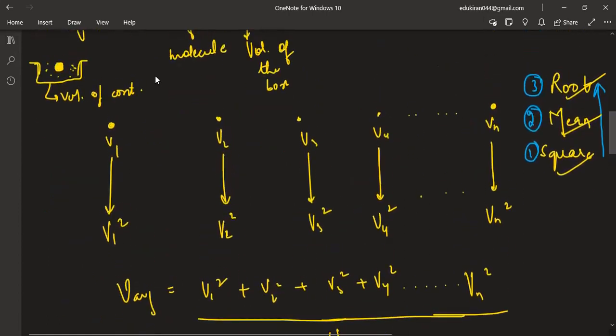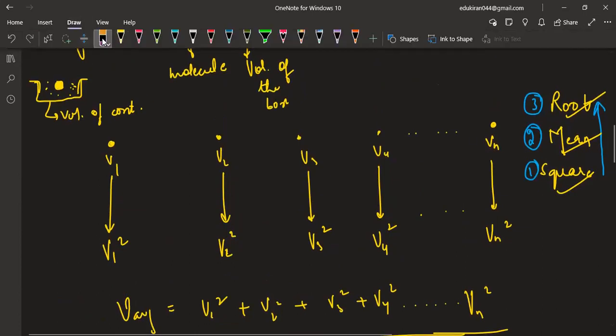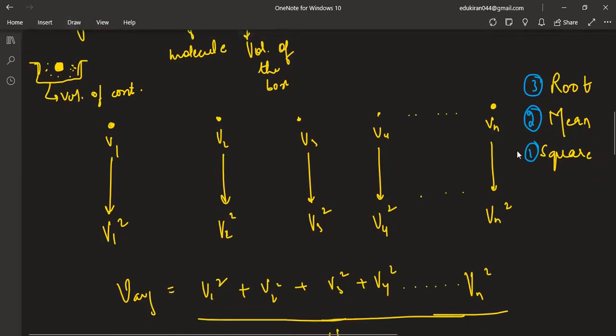Now see root mean square, you'll go the opposite way. When root mean square speed is asked, write it: root mean square. So you will go opposite. First you will calculate the square, then the mean, then the root. This is the way you have to do it.